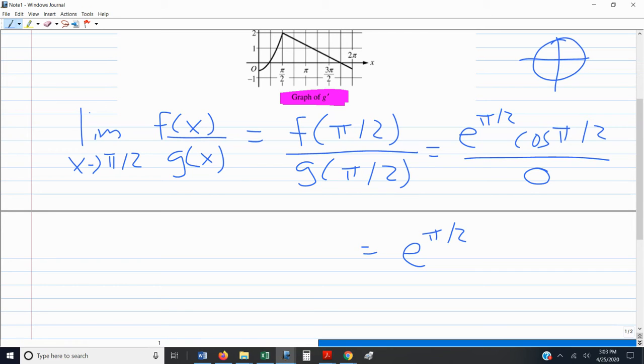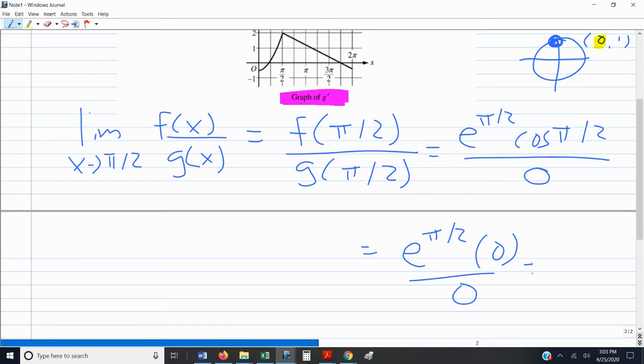Think about where pi over 2 is on the unit circle. Right here, think about what the coordinates are at that point, 0, 1, and think about which one is the cosine, the x value. So the cosine of pi over 2 is 0, and that gives us 0 over 0.